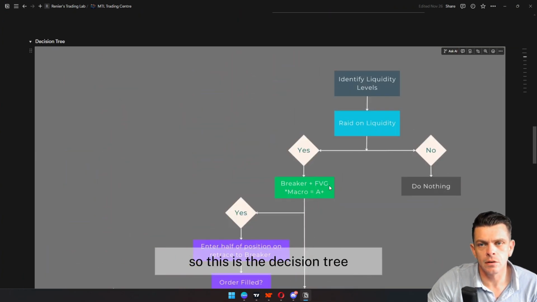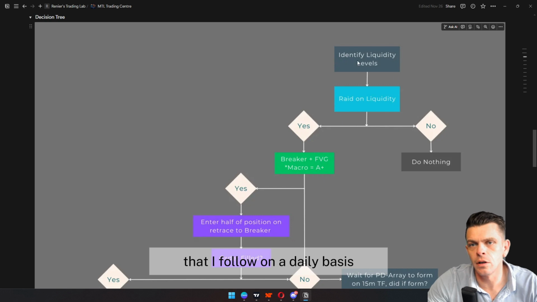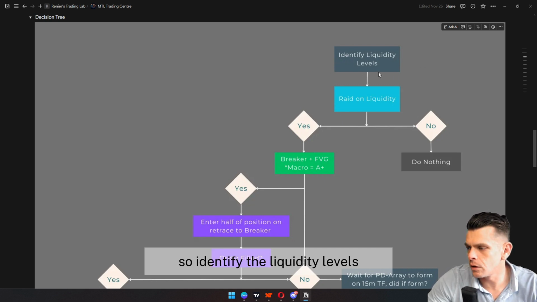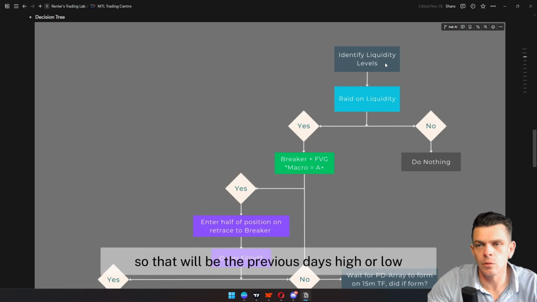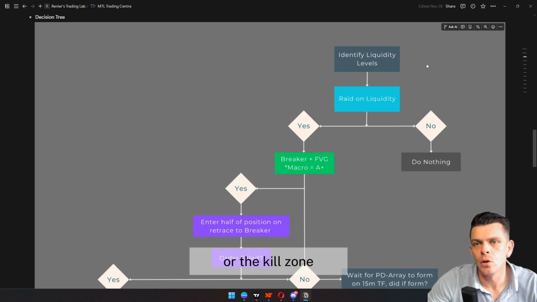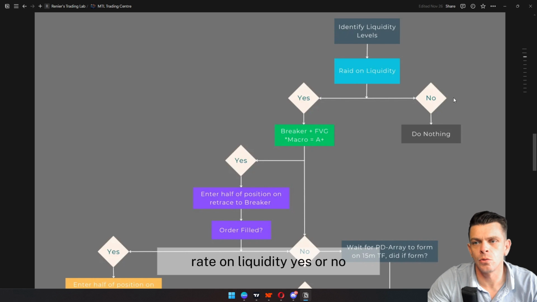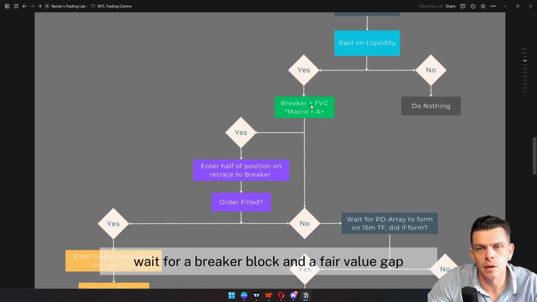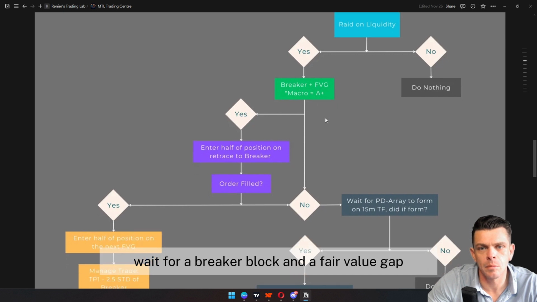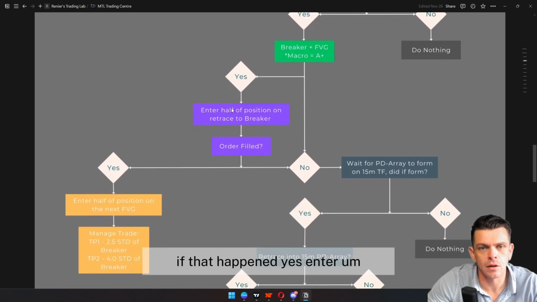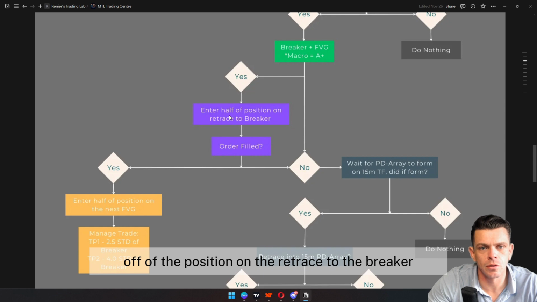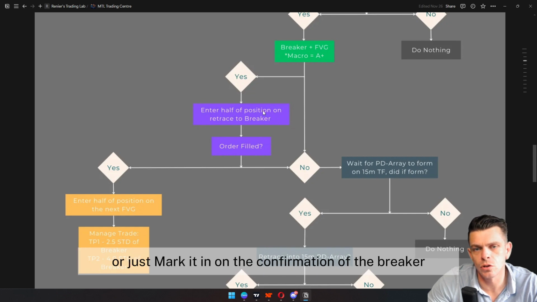So this is the decision tree that I follow on a daily basis. Identify the liquidity levels, so that will be the previous day's high or low, or the kill zone liquidity levels. Raid on liquidity, yes or no? If it's no, do nothing. If it's yes, wait for a breaker block and a fair value gap. If that happened, yes, enter half of the position on the retrace to the breaker, or just mark it in on the confirmation of the breaker.